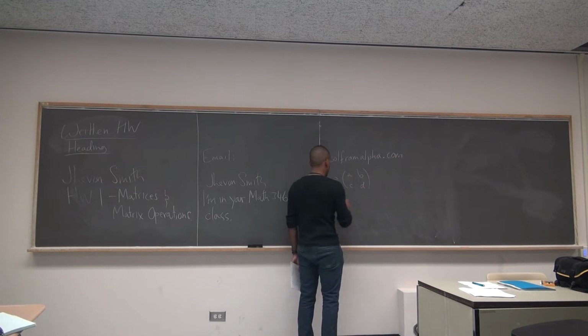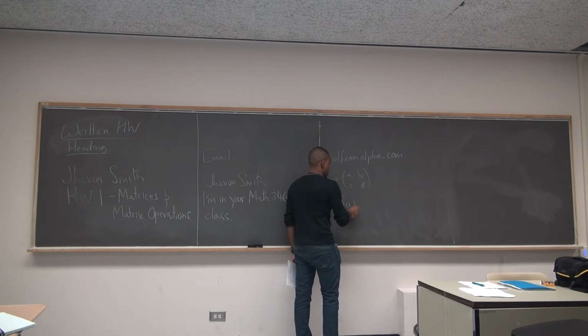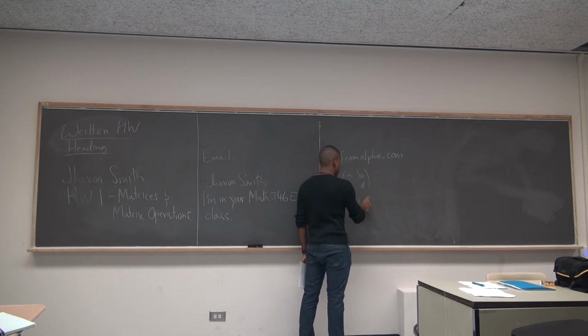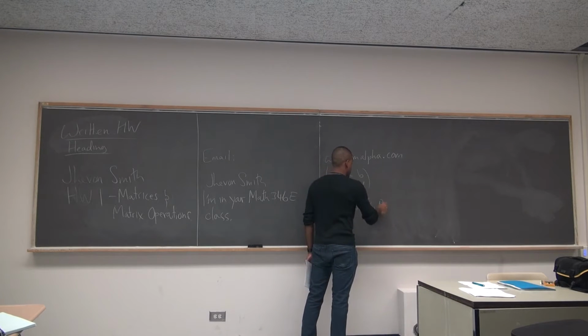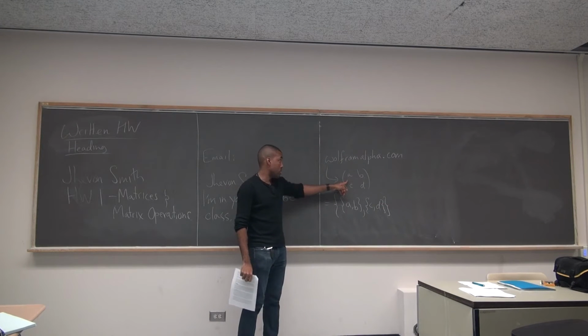Squiggly bracket. You put the rows as a list in squiggly brackets, and then a comma. Put this guy in squiggly brackets. Right? So typing this on the computer is the same as typing that. Wolfram Alpha will process this as that.